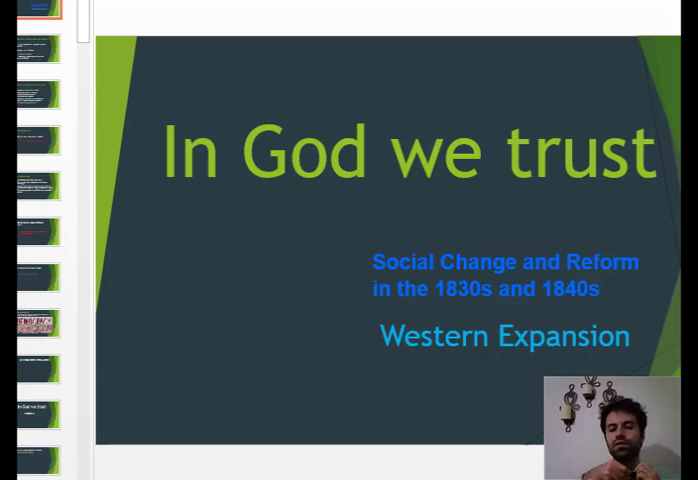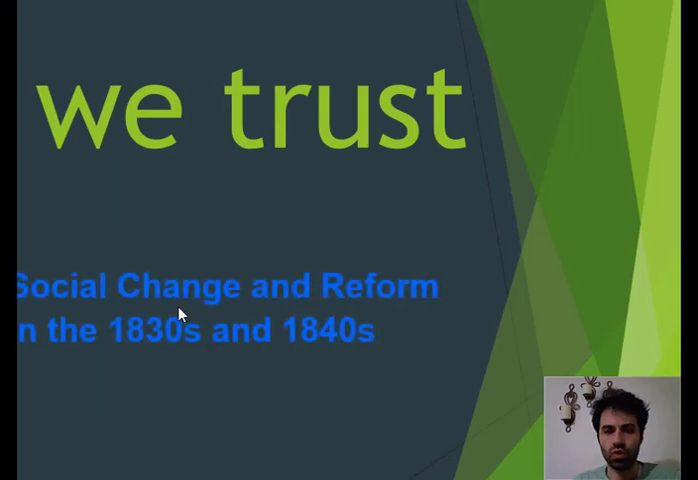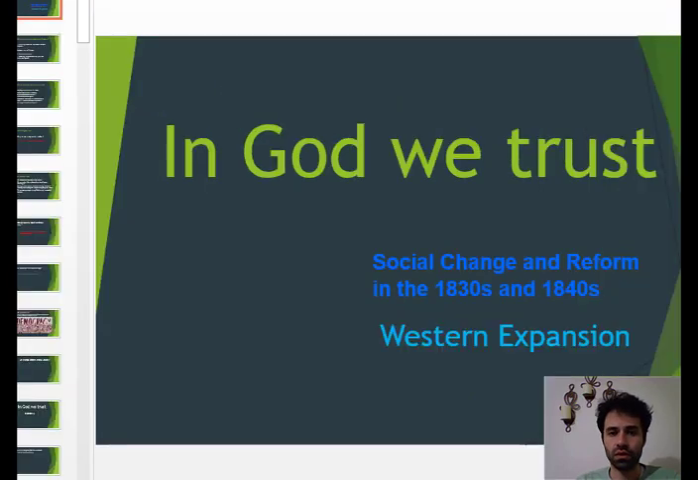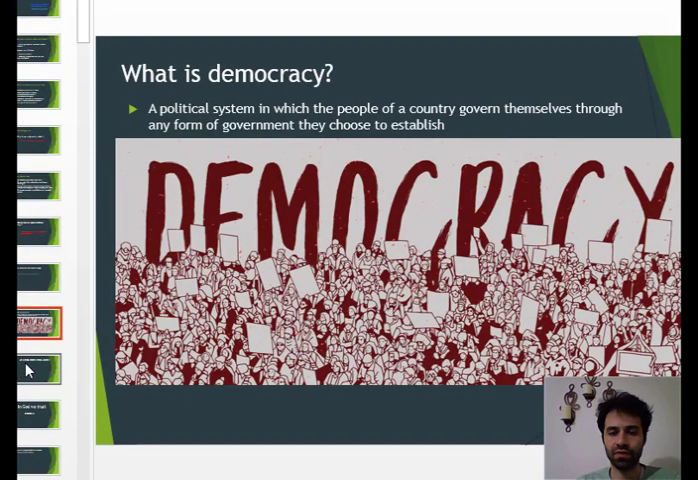In this lesson we are going to learn about the history of America in the 19th century, mostly about the social change and reform in the 19th century and the Western expansion, the migration of people to the western part of America, which happened in the 19th century. So to start, first, let's have some definitions.